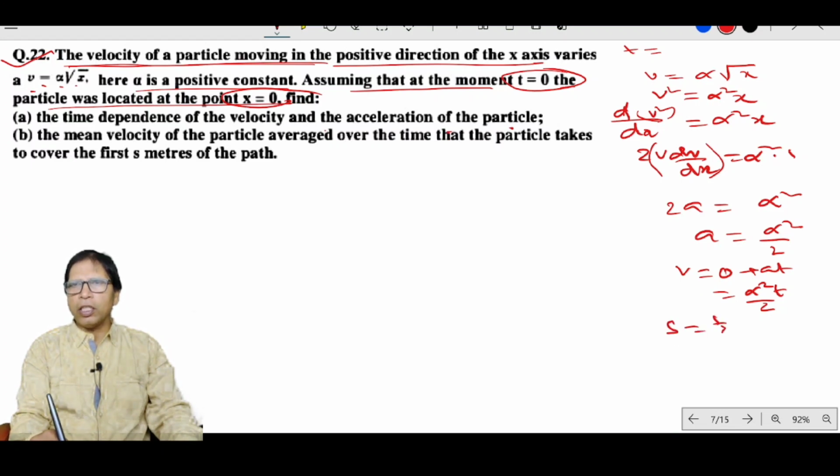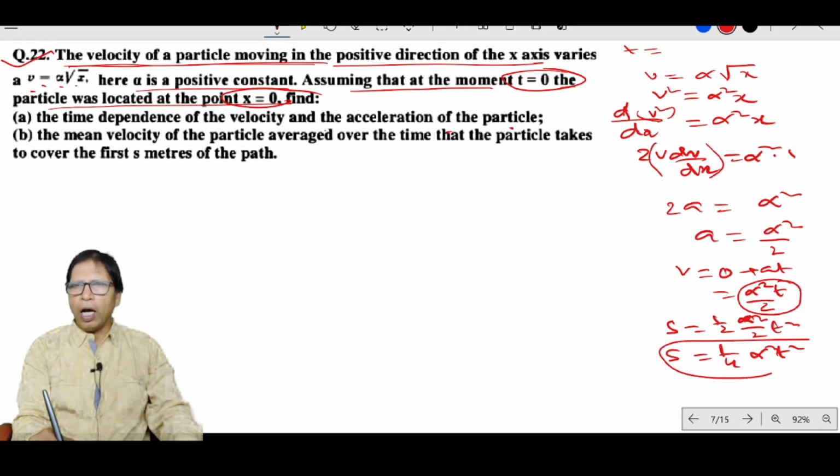Displacement is equal to half into acceleration, alpha square by 2, into t square. So here s equals 1 by 4 alpha square t square. Okay, so the time dependence of velocity is alpha square t by 2, and the time dependence of displacement is 1 by 4 alpha square into t square.